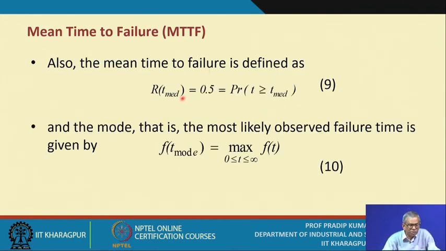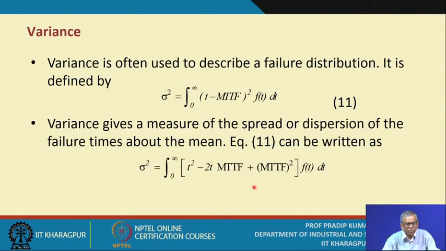Also, the median is defined as the midpoint, that could be the 0.5 level, so the probability that T is greater than or equal to the median is 0.5. Among several values you have, the one at the midpoint is called the median value of the time to failure T. And the mode, the most likely observed failure time, is given by f(t mode) equals the maximum of f(t) for t lying anywhere between 0 and infinity. So you have the expressions for the reliability that the component will survive up to the median time, and the corresponding failure time can also be computed. So mean, median and mode.